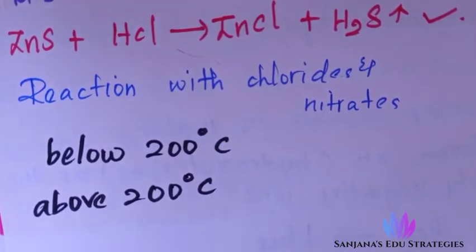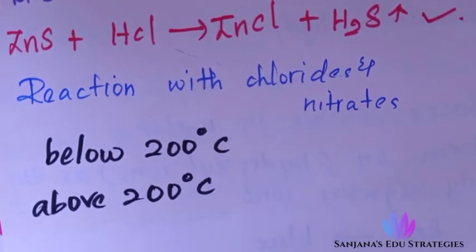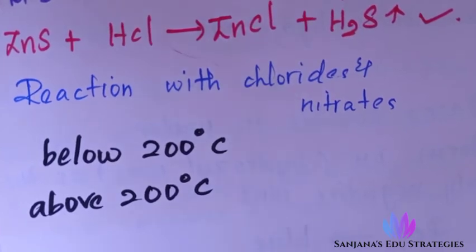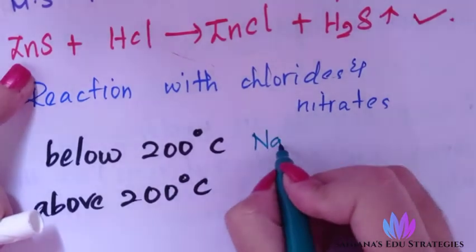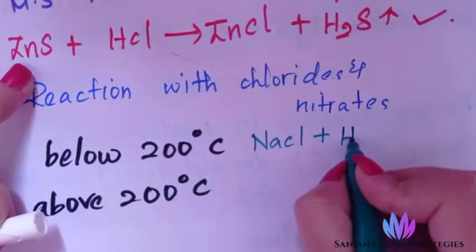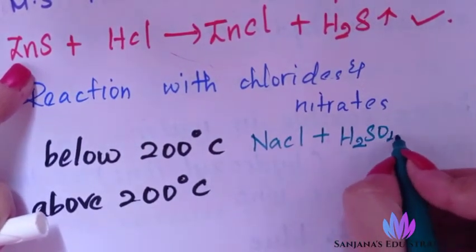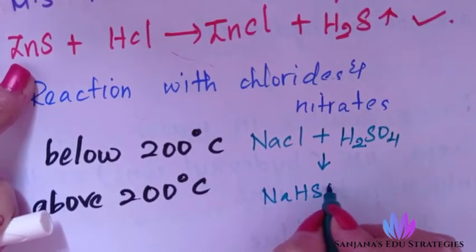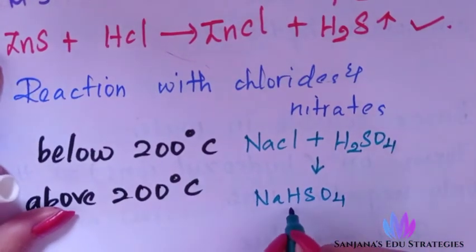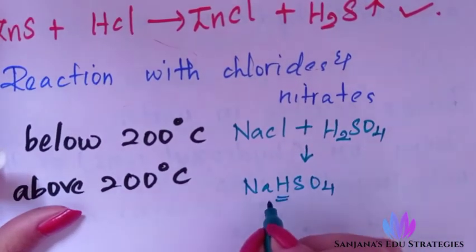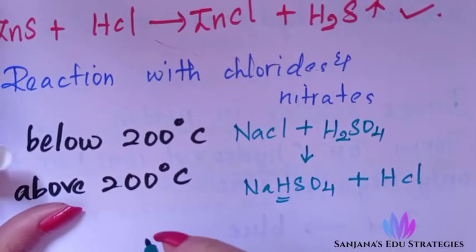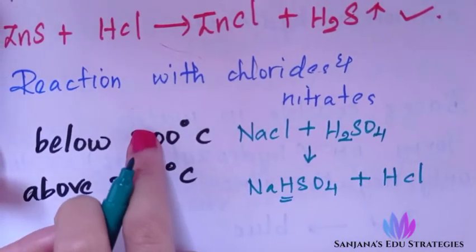Now I am taking some active metals like sodium. Sodium chloride plus any acid, I am taking concentrated sulfuric acid. Then it gives NaHSO4. This is an acidic salt, meaning it has hydrogen. So it is an acidic salt plus HCl is evolved. This is below 200 degrees Celsius.